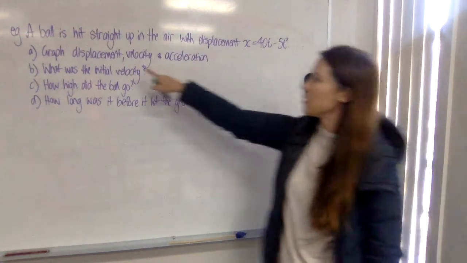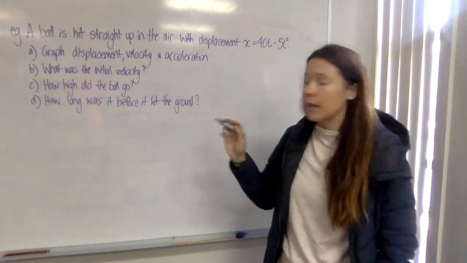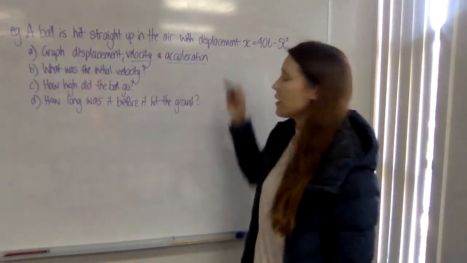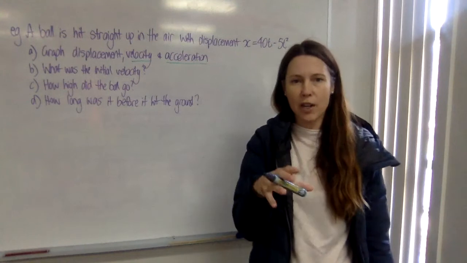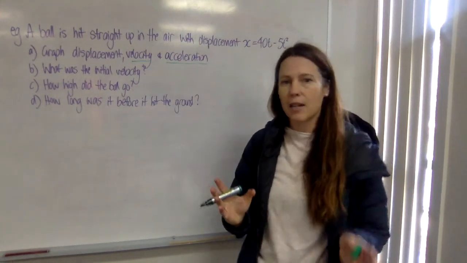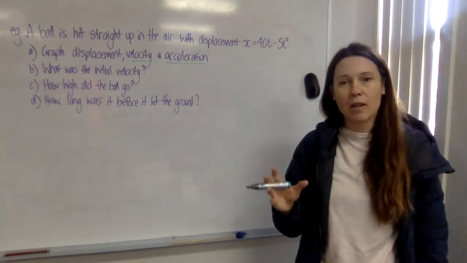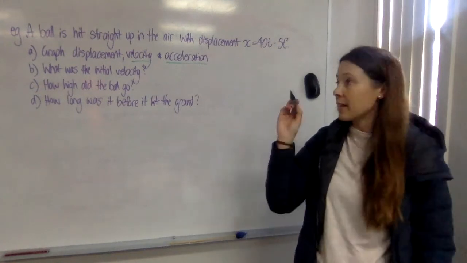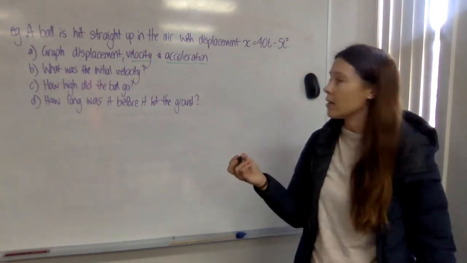Now we've got a few things to do. We need to graph displacement, velocity, and acceleration. Now, if we're asked for velocity and acceleration and we're not given that word average out the front, they mean the instantaneous velocity and acceleration. So we're talking about using calculus here to find the exact velocity at any one moment in time.